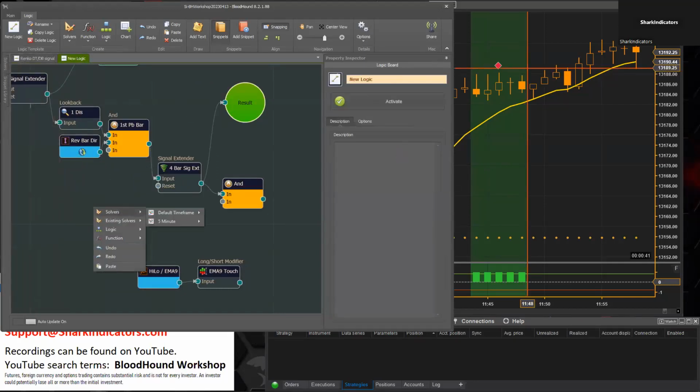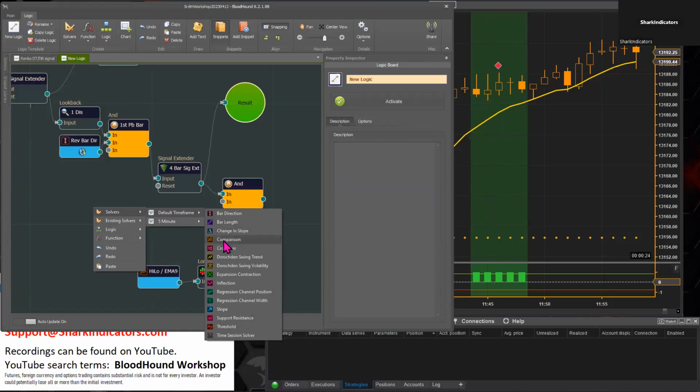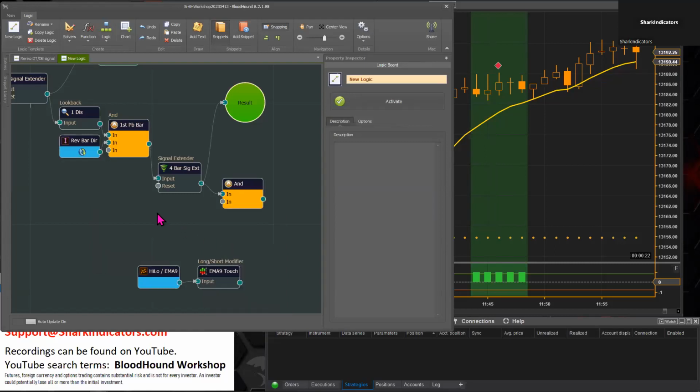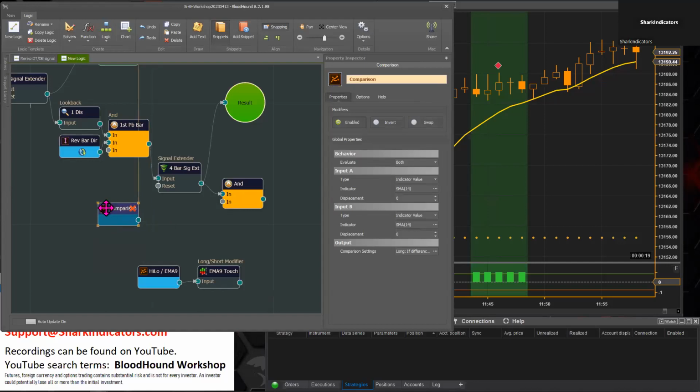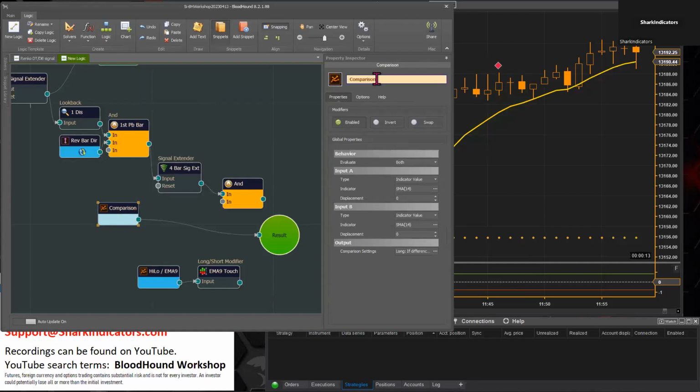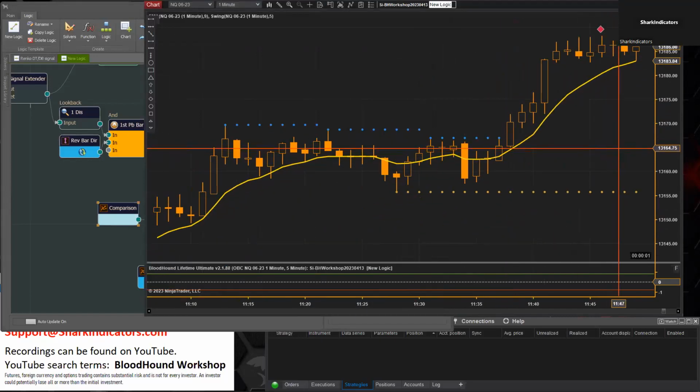All right, so the smooth pullback, all we have to do is simply monitor the highs and the lows to make sure that the highs are either equal or less than the previous bar. Right, so we're doing comparisons. We're comparing the highs to the highs and the lows to the lows. So let's connect that up there. So this would be for a long setup here.